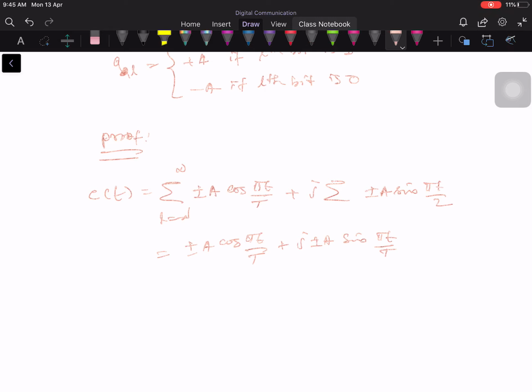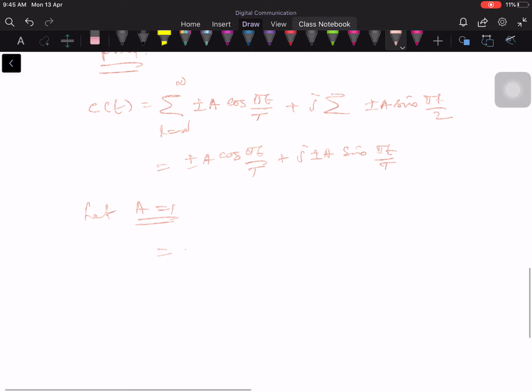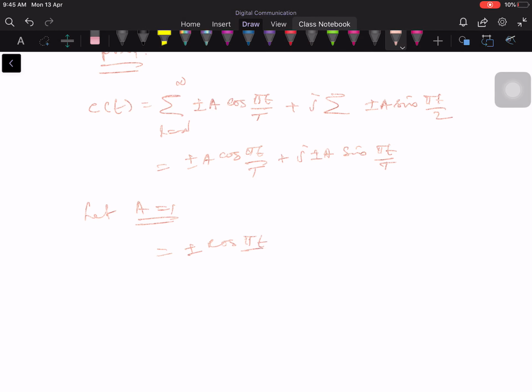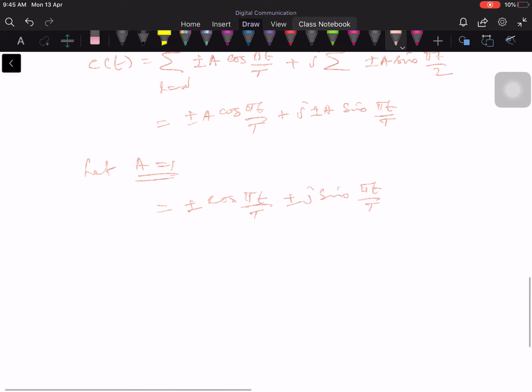So let us assume A is equal to 1, let some value later. Let A is equal to 1. Then what happens? This is equal to plus or minus cos(pi t by T) plus or minus j times sin(pi t by T). Right, now this is your c(t).